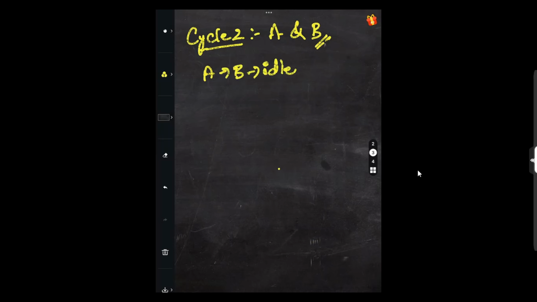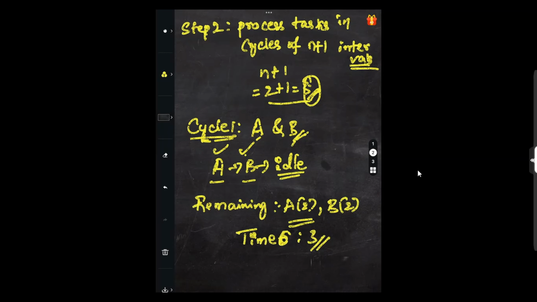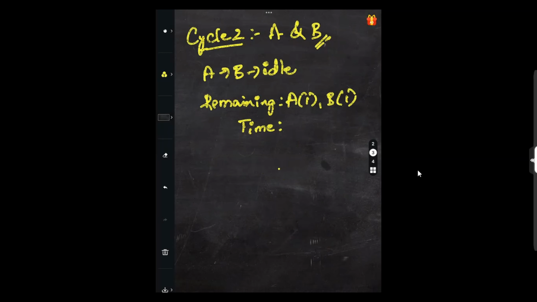This is fine. Remaining now will be the same thing. A was 2 and B was 2, and now it gets executed once, so A will be 1 and B will be 1. And time elapsed here will be, last time it was 3, we saw n plus 1 was 3. This time again 3 plus 3, it will be 6 in this case. Time elapsed is 6 in this case.